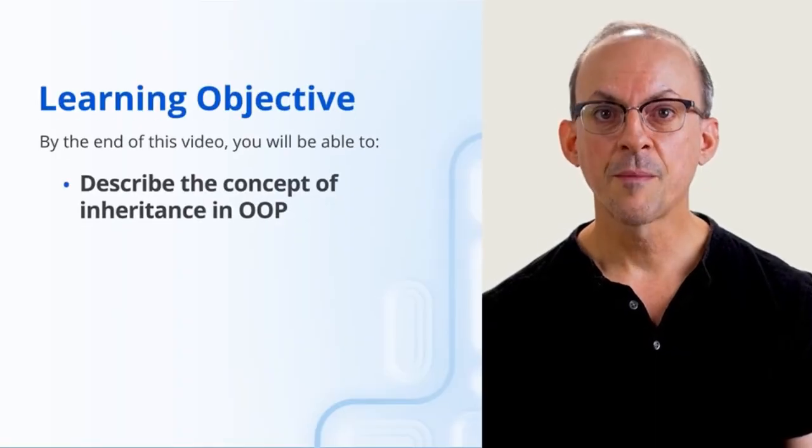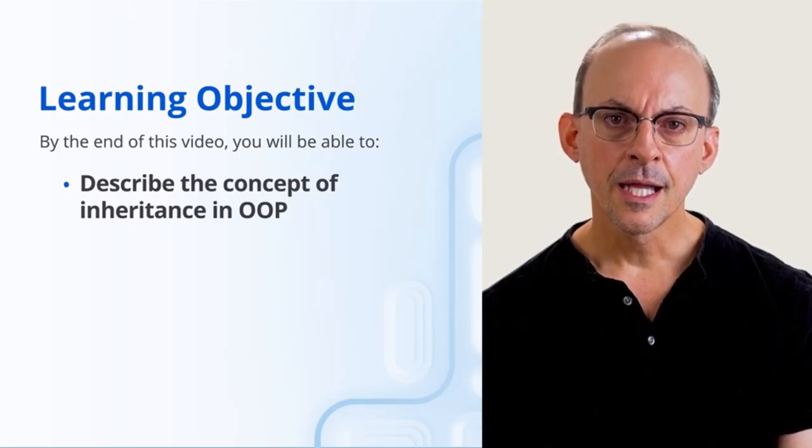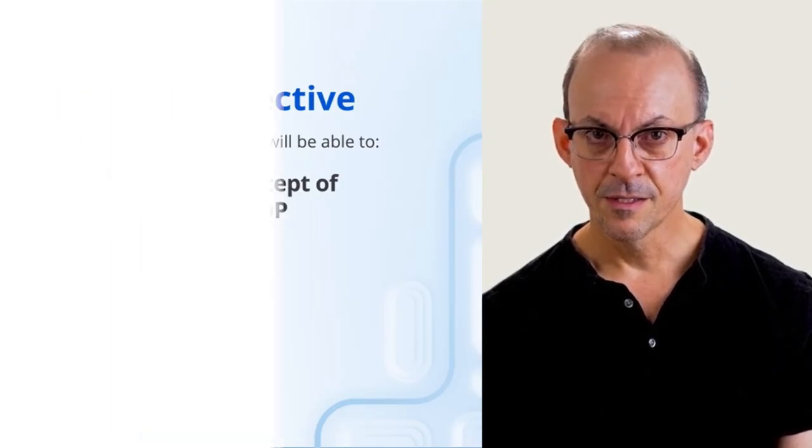Have you ever wished you could take something old and make it better without starting from scratch? Object-oriented programming addresses this through the concept of inheritance, which enables developers to reuse code, but modify it and extend it only as needed. In this video, we will describe the concept of inheritance in object-oriented programming. Let's begin with the definition of inheritance.